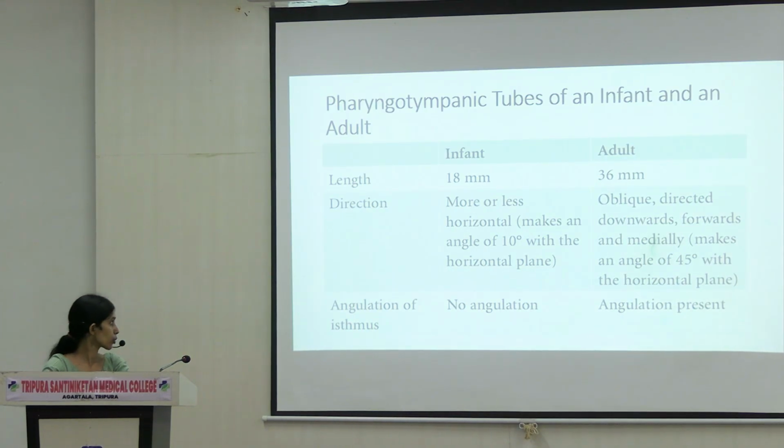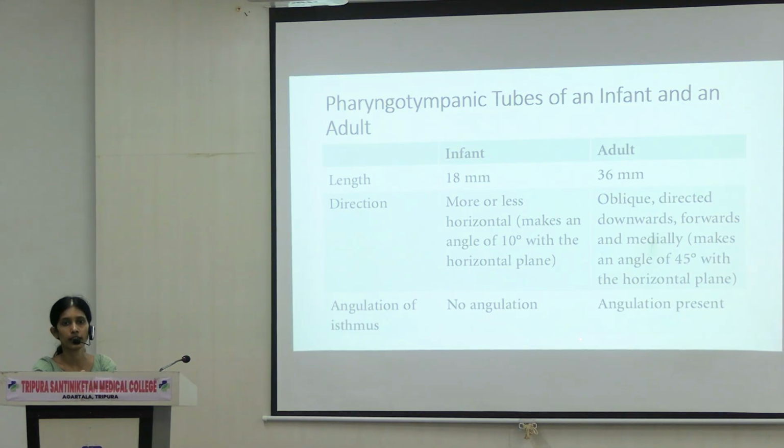Okay, right. So, in the infant auditory tube, you cannot see any kind of angulation in the isthmus part. Isthmus part is nothing but where your cartilaginous part and your bony part meet with each other. But in adults, you can easily identify the presence of angulation.